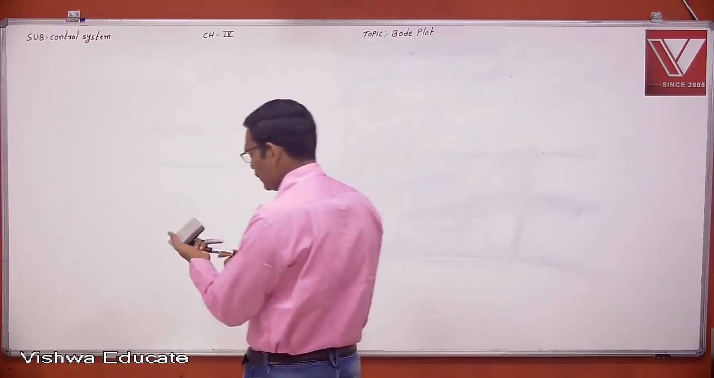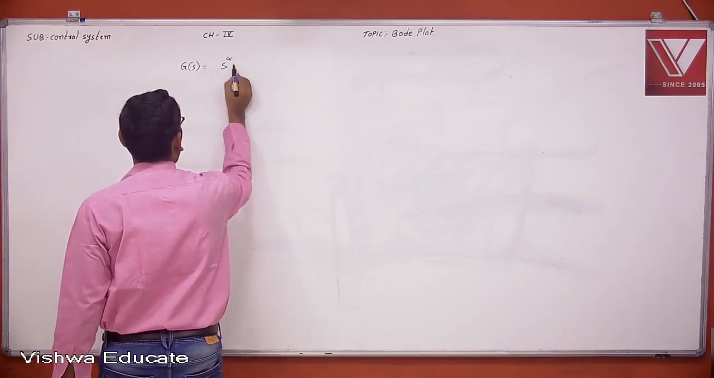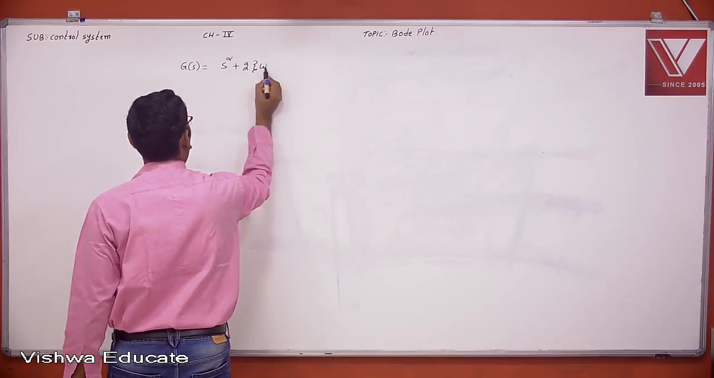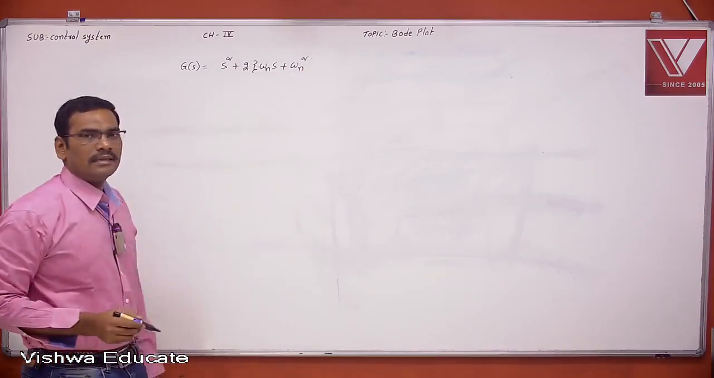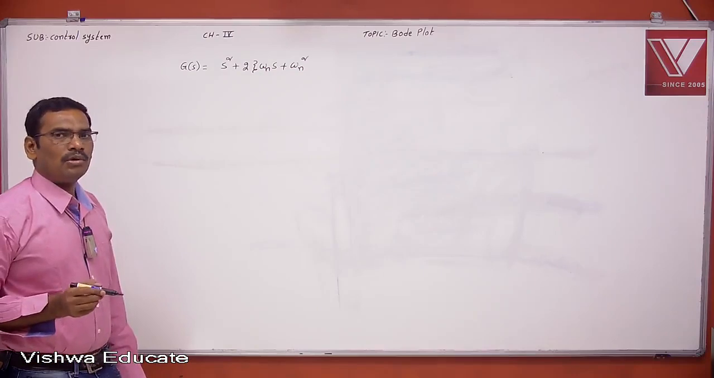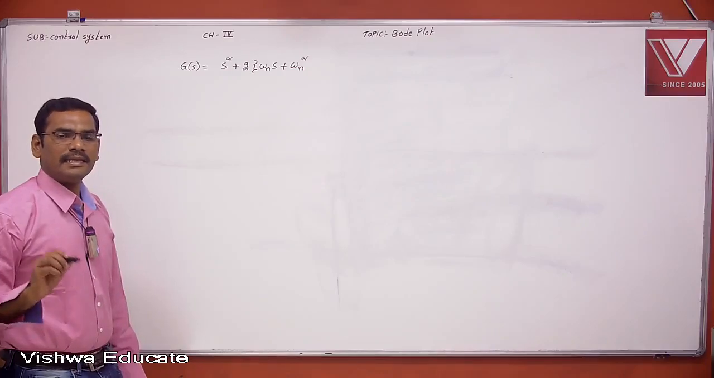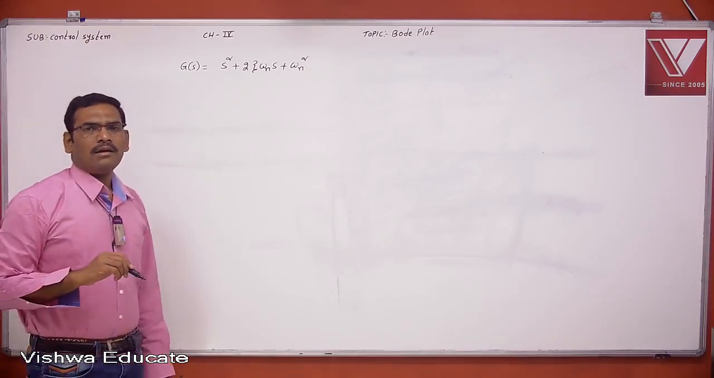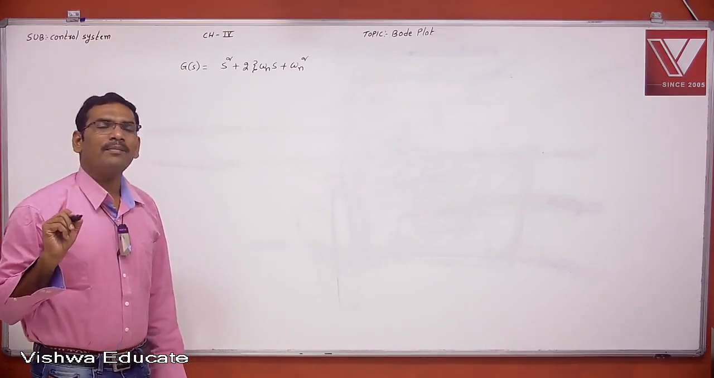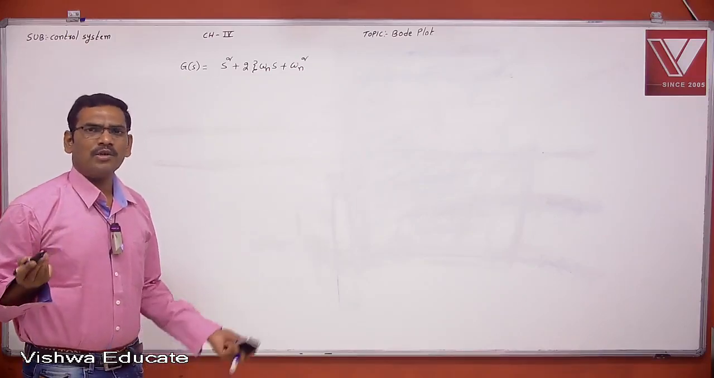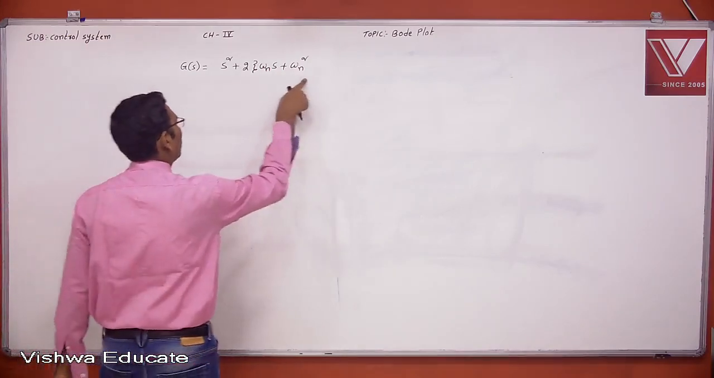Now I am asking one more question. G of s is equal to s square plus 2 zeta omega n into s plus omega n square. Most of the students think this is the characteristic equation, meaning poles, and therefore they say minus 20 dB or minus 40 dB, or minus 90 degrees or minus 180 degrees. That is wrong. Whether that is a characteristic equation or not, we don't know. We know only one thing: it is a numerator polynomial or a denominator polynomial. If it is a numerator polynomial, zeros; denominator polynomial, poles. That is the only thing. Here it is the numerator polynomial, so zeros.